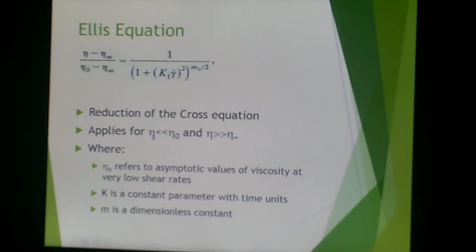The Ellis equation, shown here, is a reduction of the Cross equation. And this applies for viscosity values that are much, much lower than that asymptotic value, or much, much higher than that infinite value. Again, K is a constant parameter of time units, and M is a dimensionless constant.